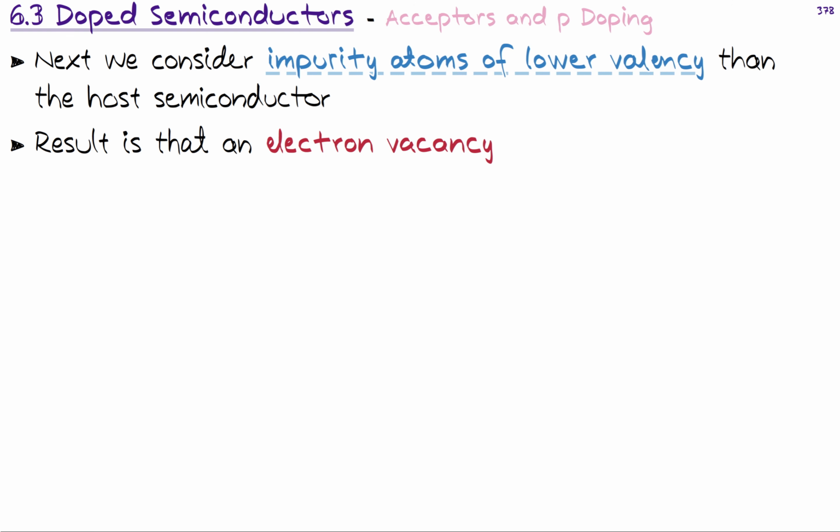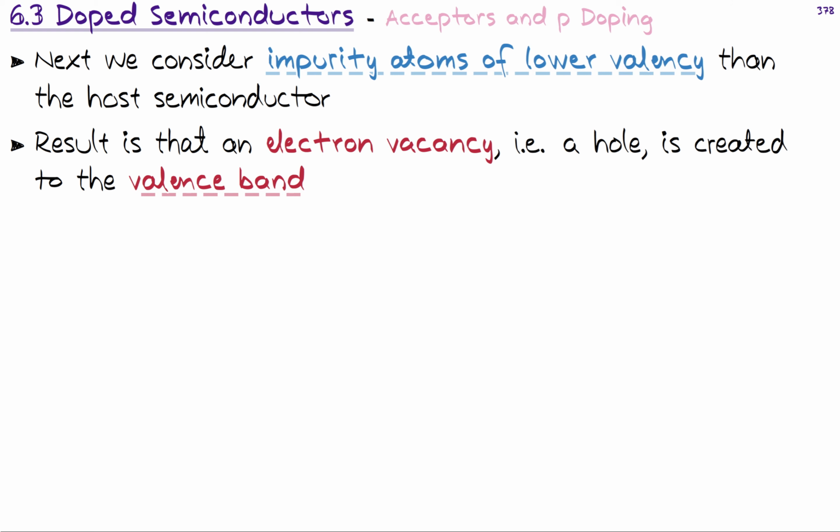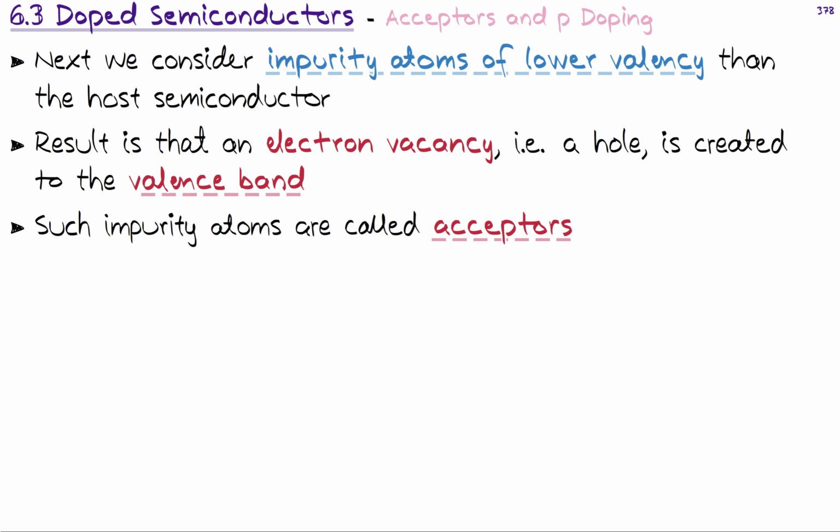If we consider silicon and dope with trivalent elements, we end up with an electron vacancy. In essence, we end up with a hole that is created in the valence band. Because these dopants we are placing inside our semiconductor matrix accept an electron, they are called acceptors. This type of doping is called p-doping because we are changing the concentration of holes, and holes and their concentration are usually denoted with the letter p.